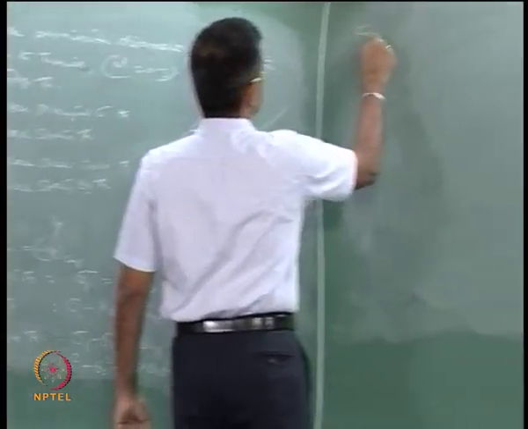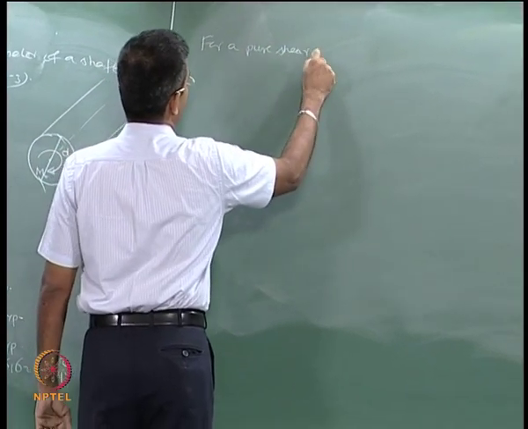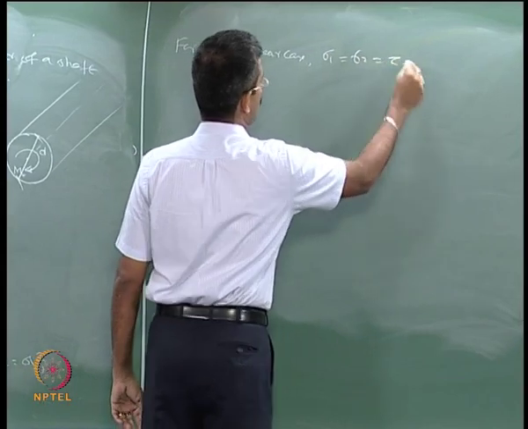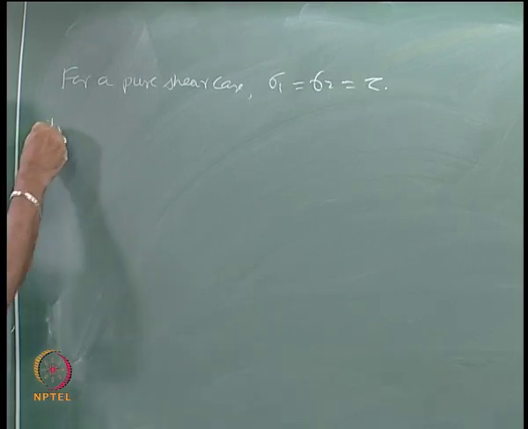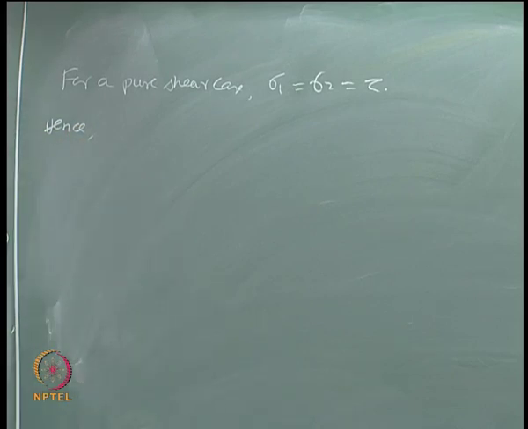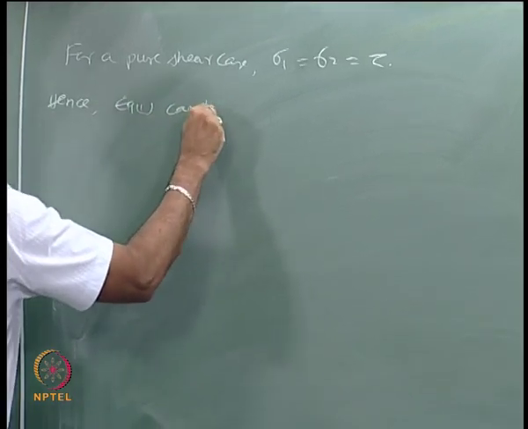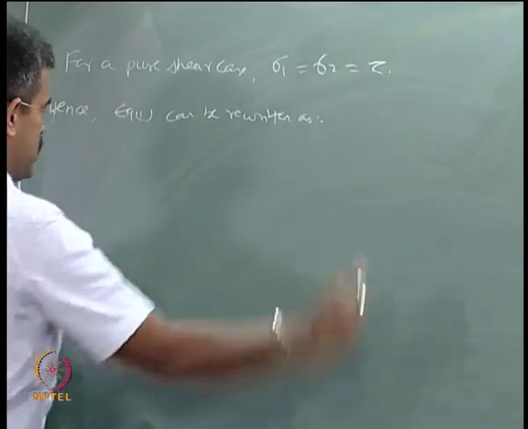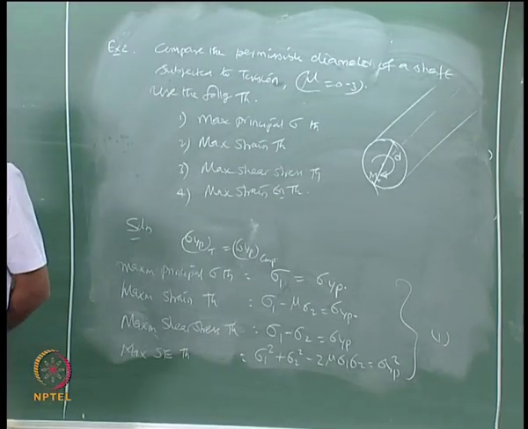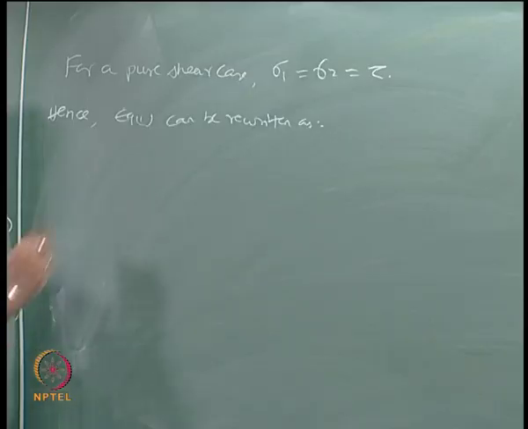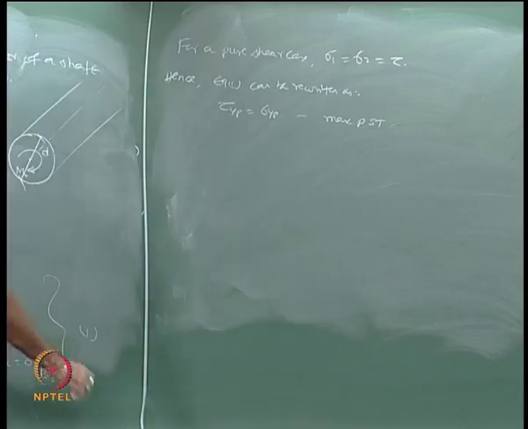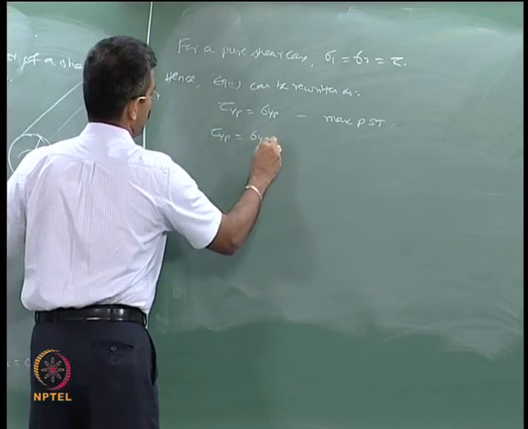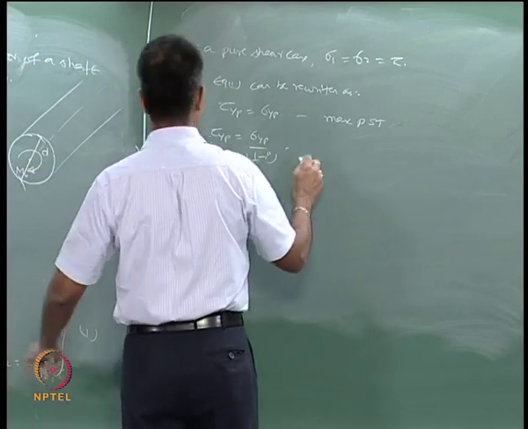Now, for a pure shear case, as in this problem, sigma 1 equals sigma 2 will be equal to tau. So, shear stress, pure shear case. Hence, the equations 1 can be rewritten as tau yp is sigma yp, this for the maximum principal stress theory. Tau yp is sigma yp by 1 minus mu, that is for the maximum strain theory.